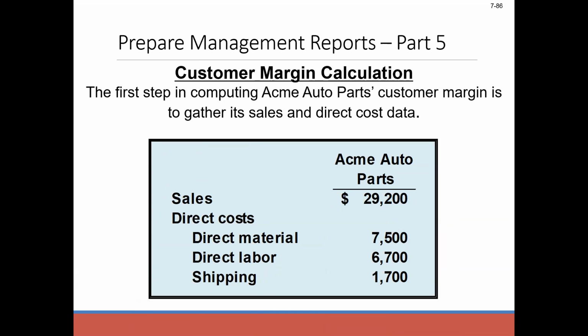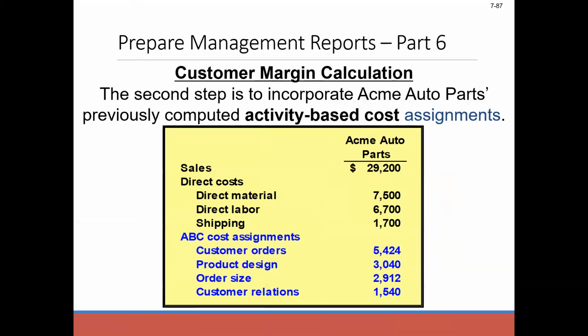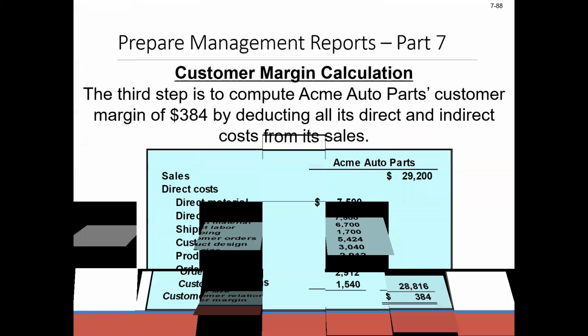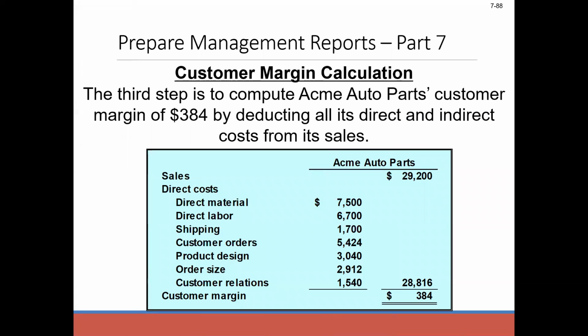So here you see, you've got to look at the sales and the direct cost data to begin with the margin. Then you're going to take those activity-based assignments and apply those. Then you're going to look at the customer margin by taking all the direct and indirect costs from its sales.